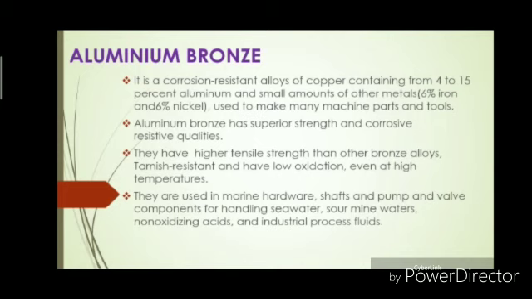With the aluminium, other small amount of metals like iron or nickel with about 6% is added, and this aluminum bronze is used to make machine parts and tools. Aluminum bronze has superior strength and corrosive resistive quality, and they have higher tensile strength than other bronze alloy. Also, they are tarnish resistant and has low oxidation property even at high temperature.